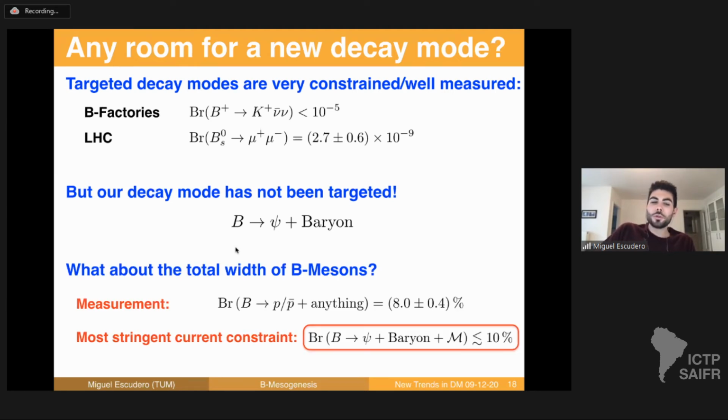The best we could do was to look at the total width of B-mesons, and we have seen that there is a measurement of the inclusive decay of B-mesons into protons and antiprotons that is at the level of 8%, and this can turn into a constraint of roughly 10% on our branching fraction. So at present, this is the best limit you can place because there are no dedicated searches.